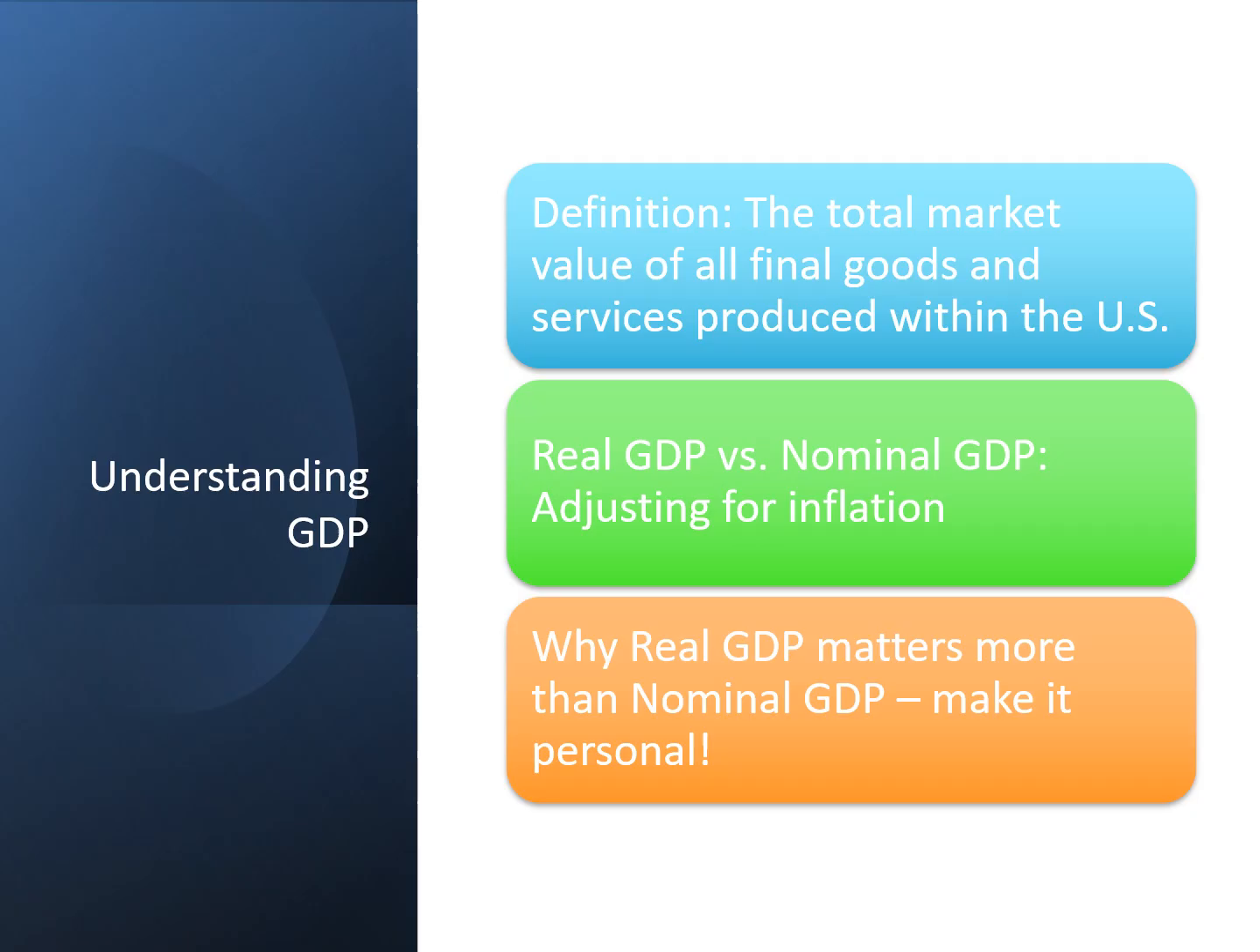Now I just want to quickly walk through GDP, or gross domestic product. Gross domestic product is the total market value of all final goods and services produced within an economy, in this case domestically within the U.S. We typically look at GDP in terms of real GDP or nominal GDP. With real GDP, we're adjusting our current dollars, if you will, for inflation.